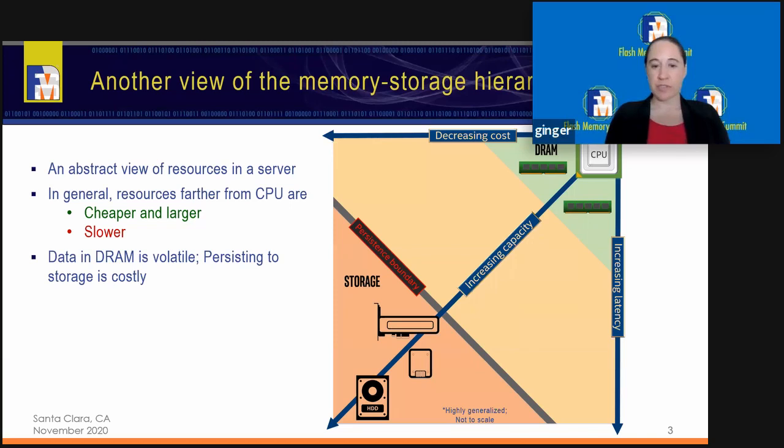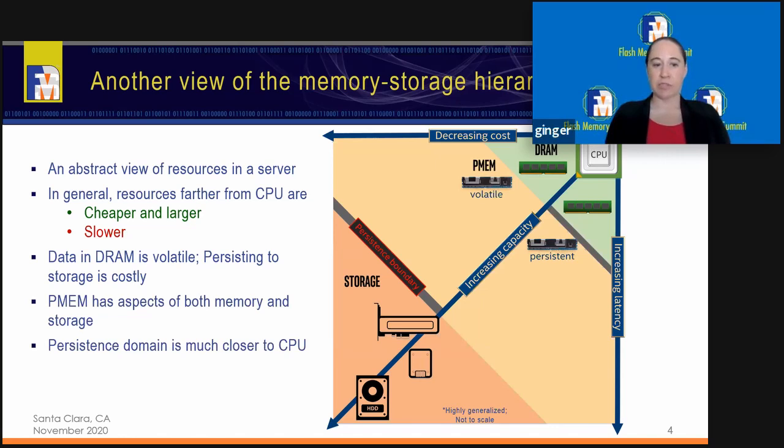Let's add persistence to the picture. We know that the data to the right of the persistent boundary, anything in DRAM or the CPUs, is volatile. If you want that data to survive a power failure or a restart, or just to persist across time, you do need to make sure that it gets to storage, even as you're operating on it in the CPU. And that has a pretty high cost in terms of time and performance.